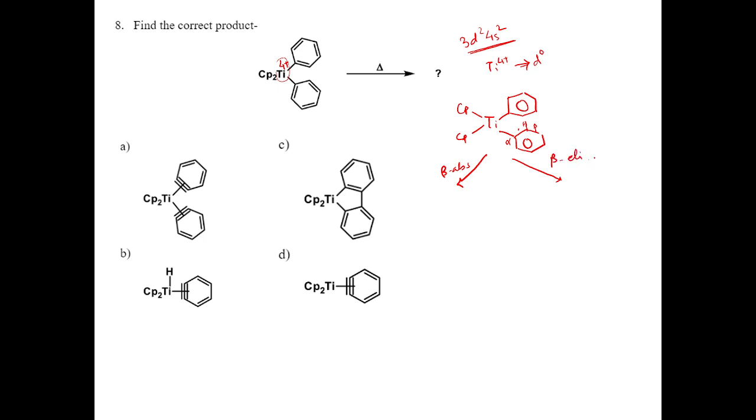In beta abstraction, the other auxiliary ligand will take the beta hydrogen and go out. Okay, and in the case of beta elimination reaction, what will happen is that, I should write it in this way, otherwise you will not understand it better.